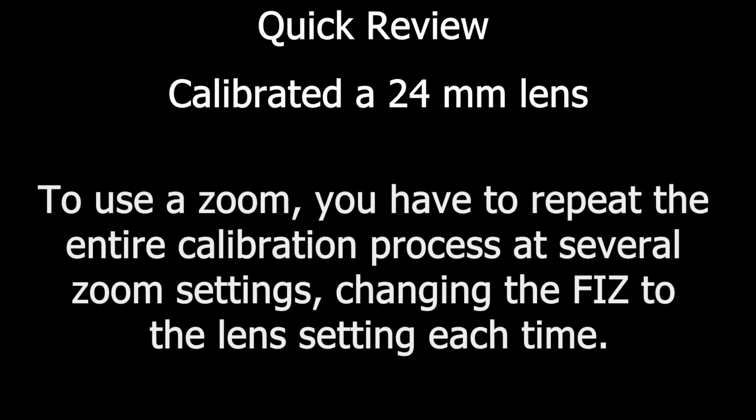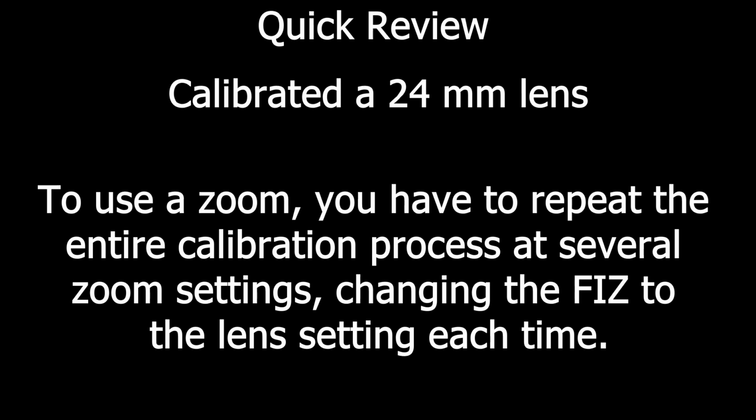Right now I just want to do a quick recap because I know this is a long and possibly confusing tutorial. So what we did is I calibrated my one lens for 24 millimeters. If you're using a prime lens or you only use your zoom lens at one setting, this is all you have to do. Now my lens is a 24-70 zoom, and if I wanted to use it at any of those settings, I'd have to calibrate it at least one more time for 70. And to get really good results, I'd probably have to do at least a few in-between settings as well.